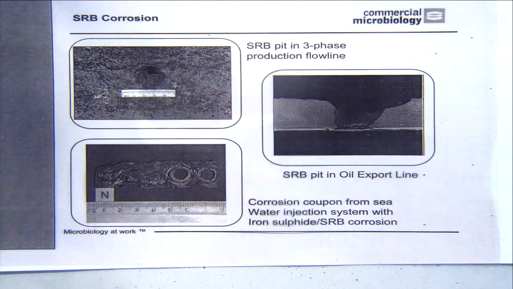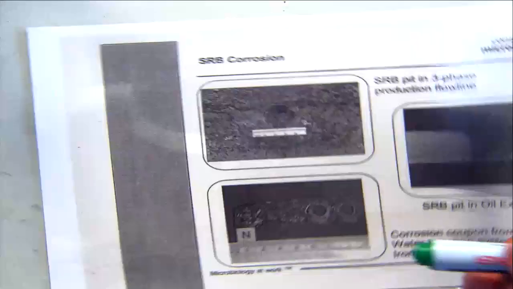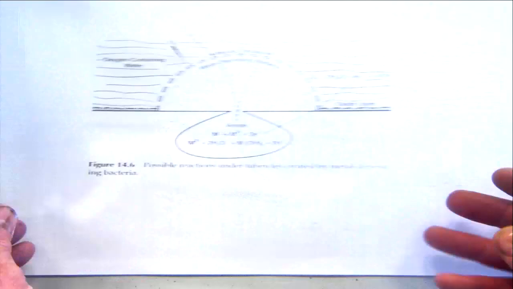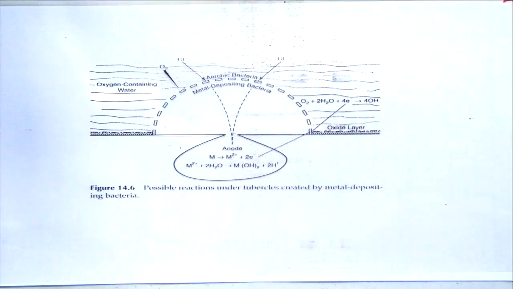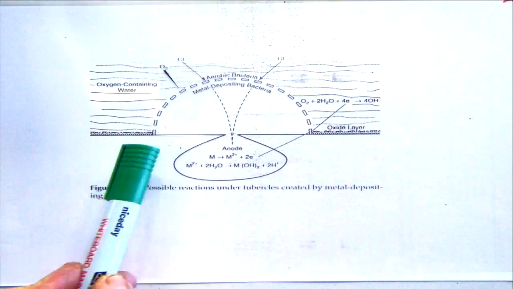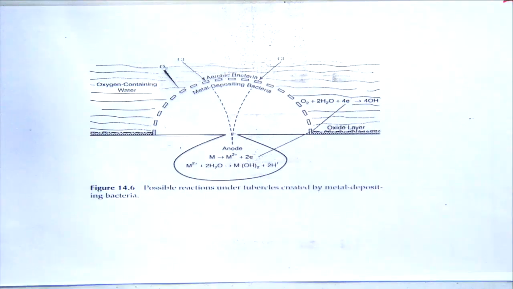And you get a load of pitting underneath the tubercle. And that's a bit like the water droplet section that we looked at when we were talking about pitting. So you've got oxygen reduction, and you've got dissolution of the metal at the anode. Okay. So that's a tubercle.